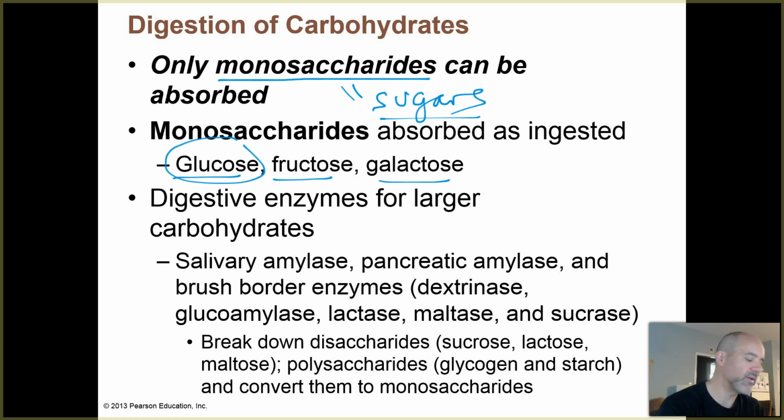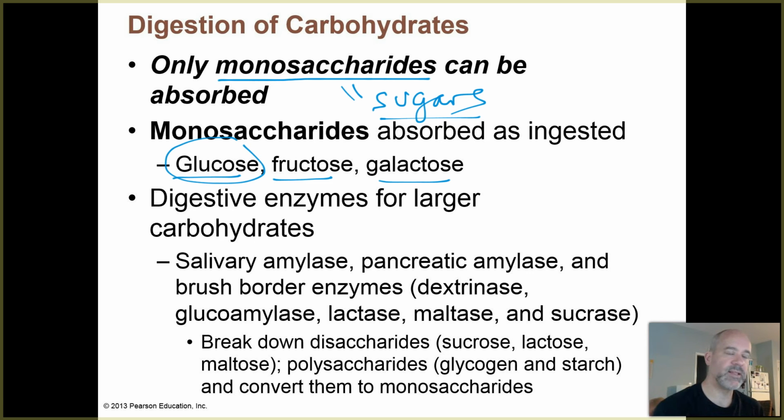We hear about glucose all the time. Fructose is a sugar that's part of sucrose, table sugar. It's also present in fruit. Sometimes it's called fruit sugar. Galactose you'll find in a lot of dairy products. It's part of the lactose that's present in dairy products.